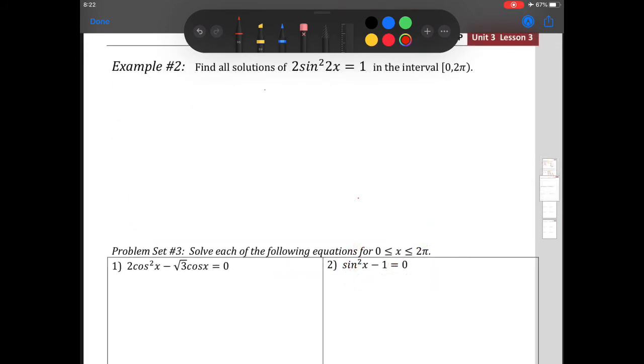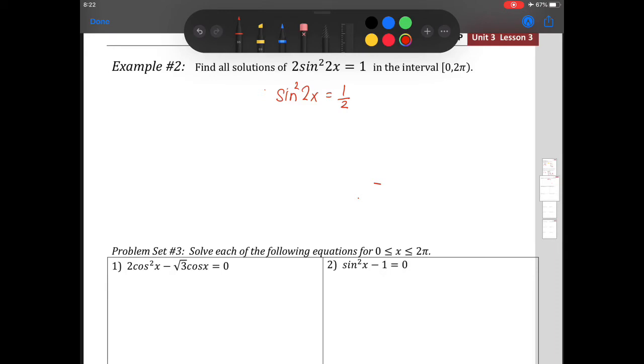Example 2, it says find all solutions of 2 sine squared 2x equals 1 in the interval from 0 to 2 pi. Be careful, 2 pi is not included. It's a soft bracket, right? So what do I do? I solve like this is quadratic. I want sine squared 2x by itself. So I'm going to divide by 2. I get sine squared 2x equals 1/2.